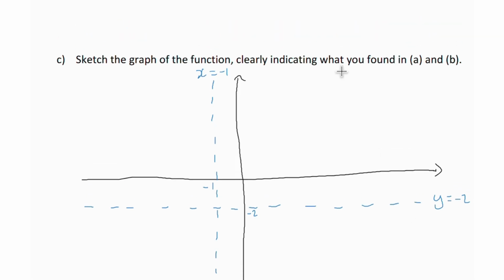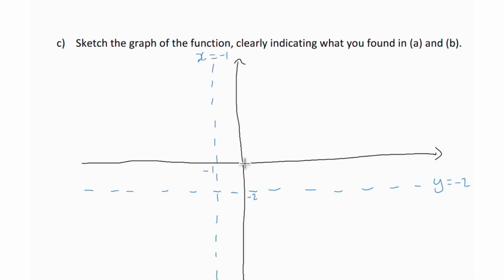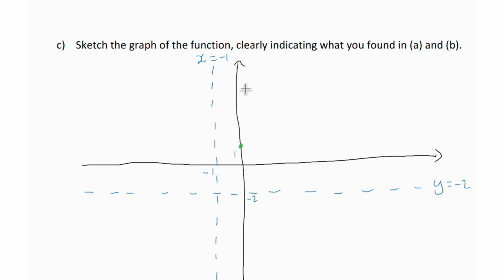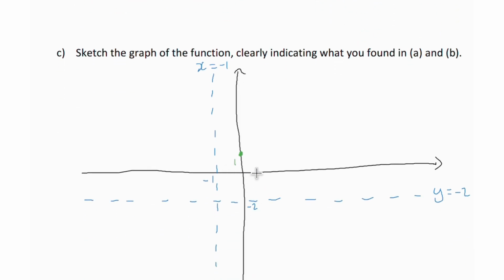Now I'm going to place my axis intercepts. The y-intercept was at 0, 1. So it's going to be about here at 1. And the x was at 1/2. So the x-intercept was at a half, about here. We'll label that one with a half.